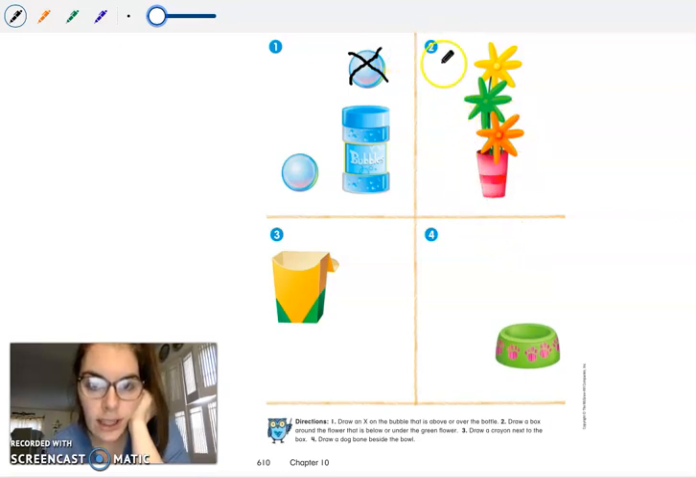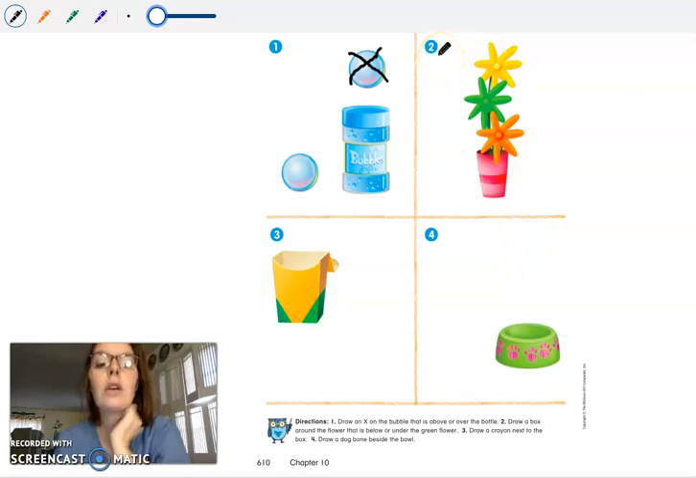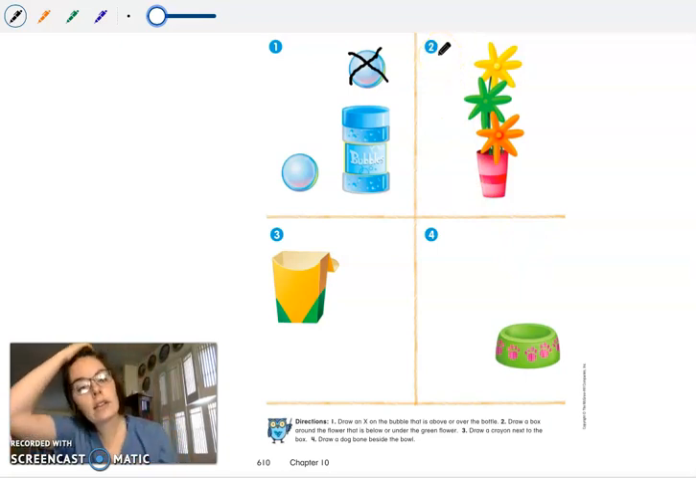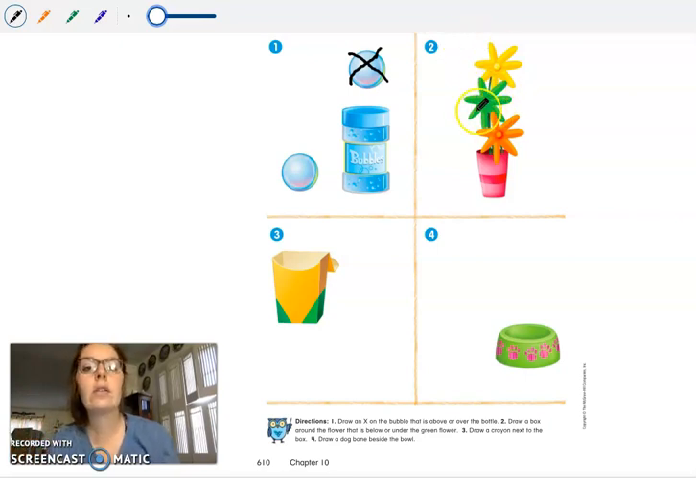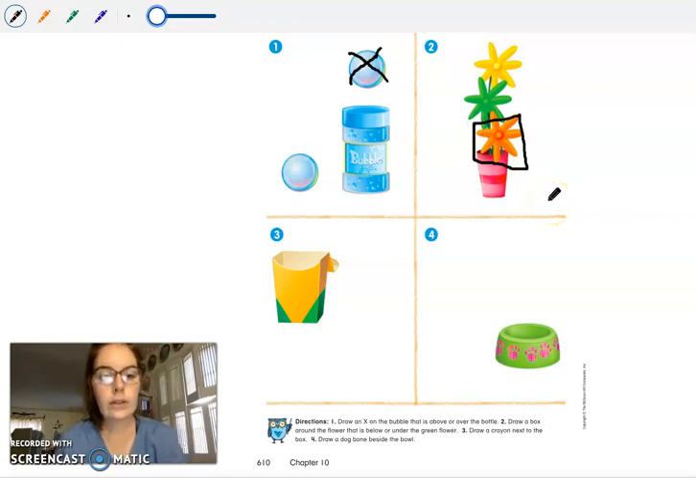Okay, now we're going to look at number 2. We're going to draw a box around the flower that is below or under the green flower. So here is our green flower. Under, we're going to draw a box. So that will be our orange flower. Very nice.